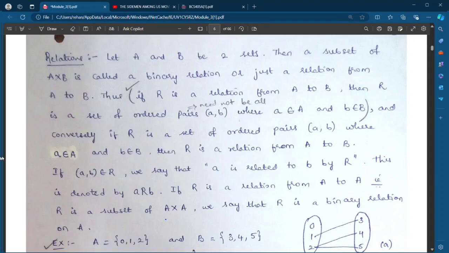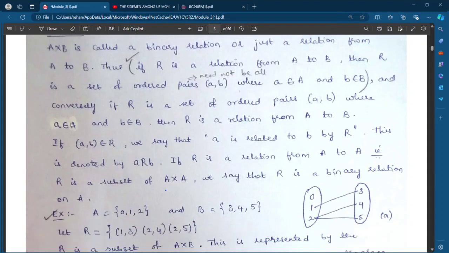And that's just a definition. They might ask sometimes: if (a, b) belongs to R, we say that a is related to b by R. The R is nothing but the relation. This is denoted by a R b, which means a is related to b by R, so a relates b.